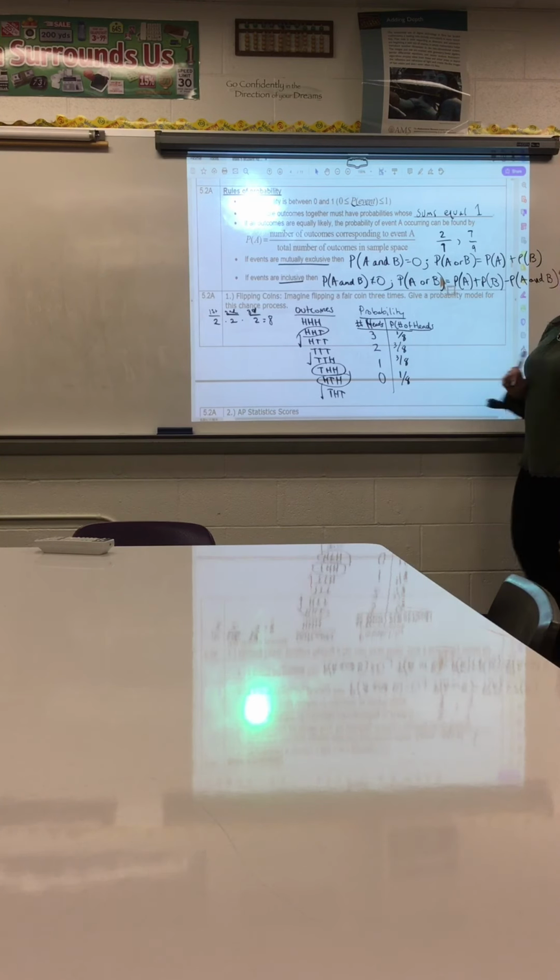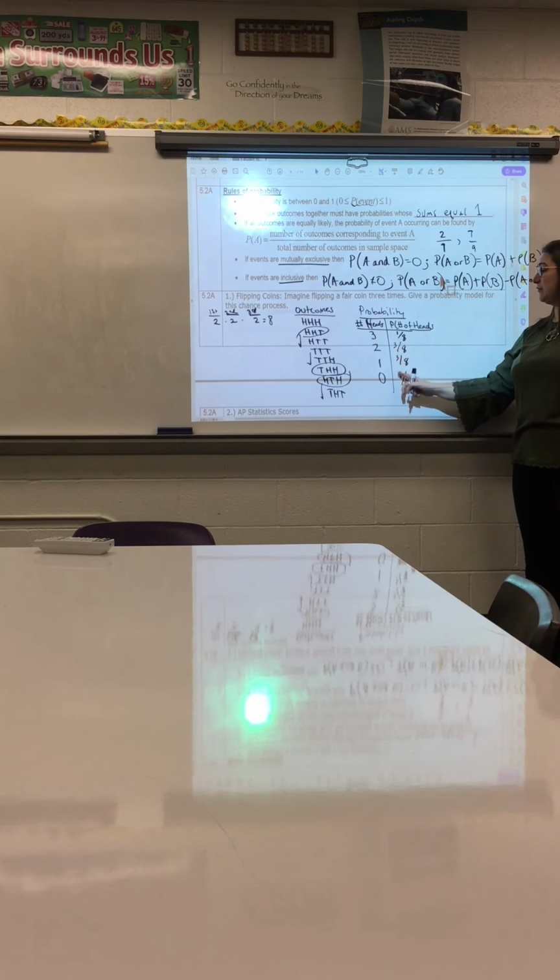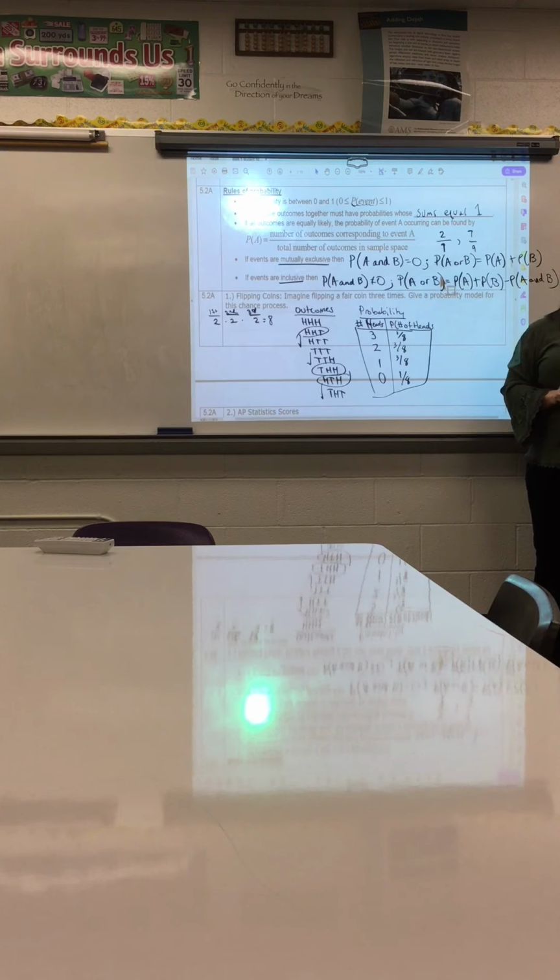And this total sample space should add up to 8. 1 plus 3 plus 3 plus 1 is 8, and 8 out of 8, 8 divided by 8 is 1. It always adds up to 1. So this is the probability model that I would use.